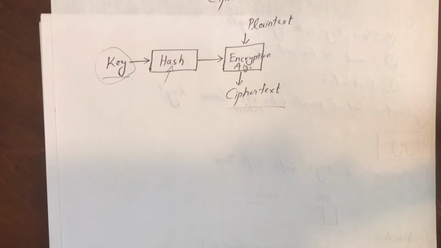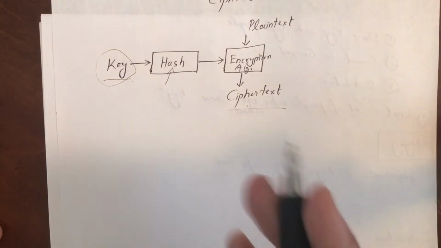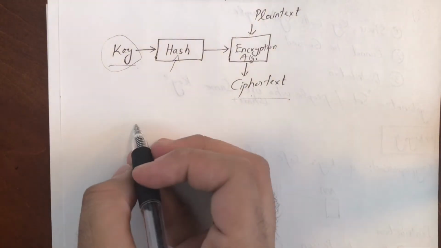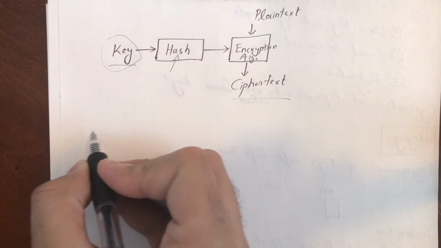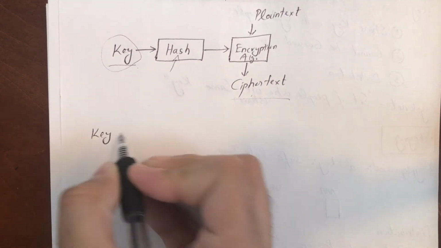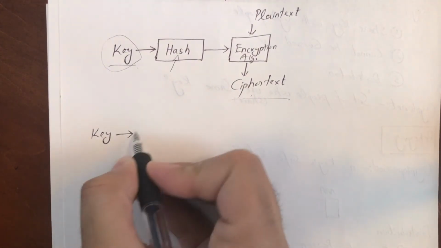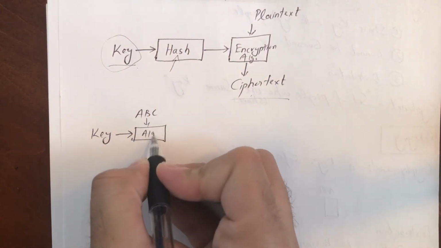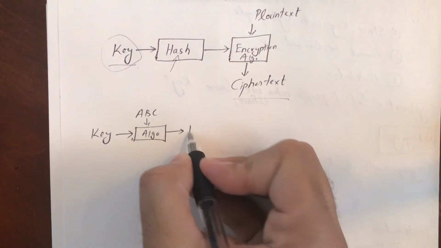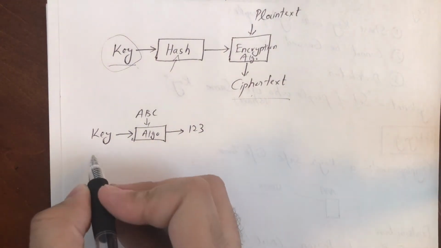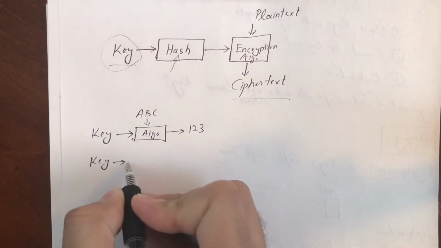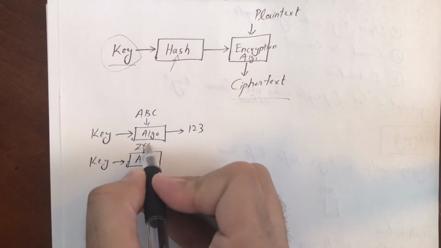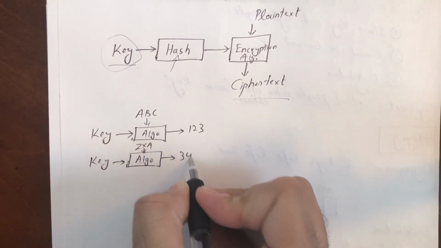So what will be the problem? The problem is that, for example, if anybody is sniffing your data for long, and you are using the static key, and you have a message to transmit. Let's say the message is ABC. We are using the same algorithm. The receiver knows the algorithm, and let's say we get 1, 2, 3 as ciphertext. Next, let's say we use the same key and the same algorithm, but this time the message is ZXA. We get, for example, 3, 4, 5 as ciphertext.